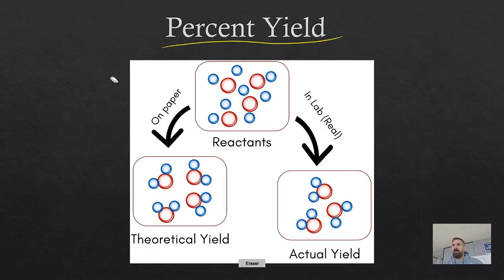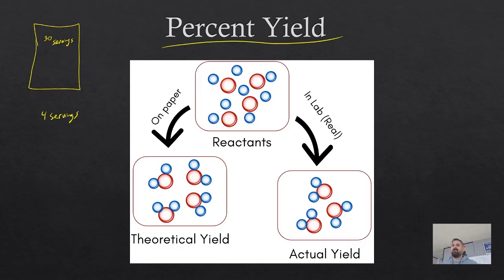So let's think about it like this. If you get a box of cereal, and this box of cereal says that it's got 30 servings, but it's Cinnamon Toast Crunch, and you love Cinnamon Toast Crunch, and you eat it in one of those big bowls, you get like 4 servings out of it. So what would our percent yield be?